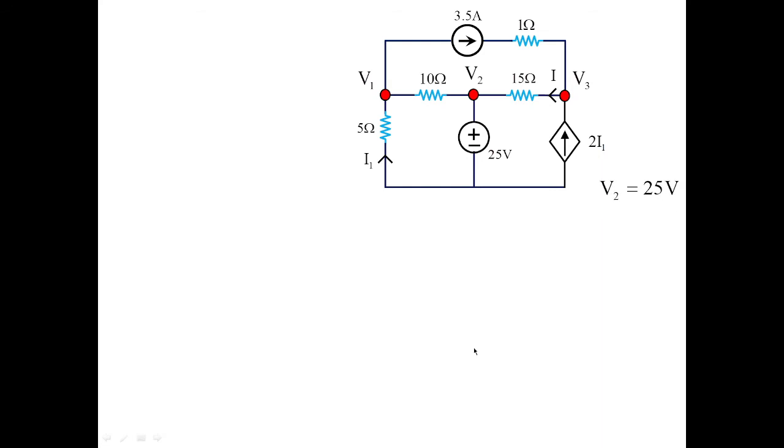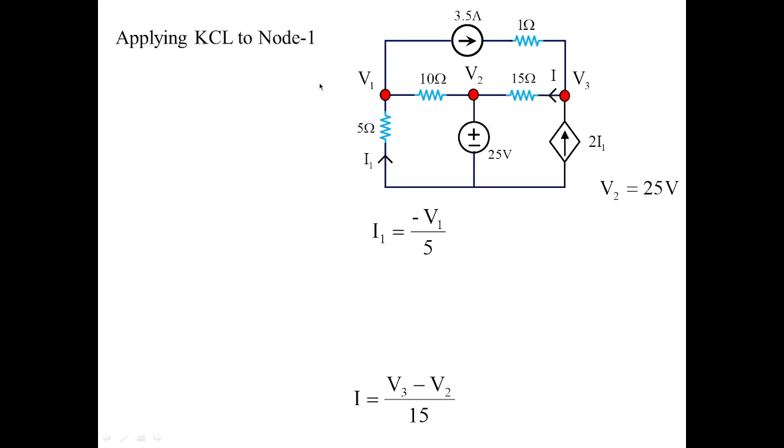So I'm going to apply KCL to all the nodes. Before that, please observe carefully. Here you have node voltage V2, which is given as 25 volts. It is a direct value, so V2 is equal to 25 volts. Now I1 is a requirement. I1 is minus V1 by 5, that is this branch current, and you have I, which is traveling from V3 towards V2, that is (V3 minus V2) by 15. These are the things which we have derived from the given problem.